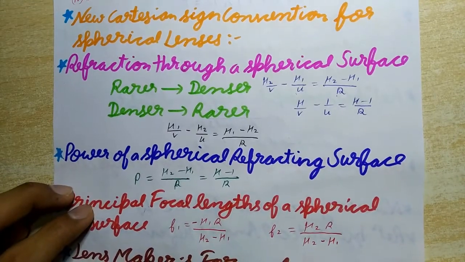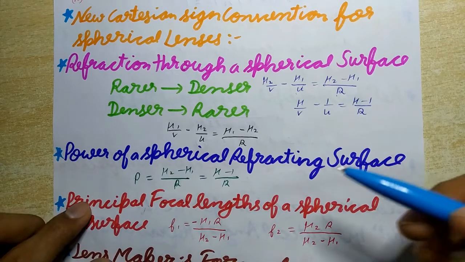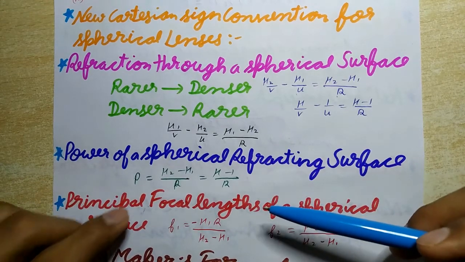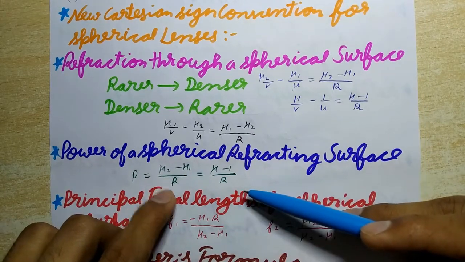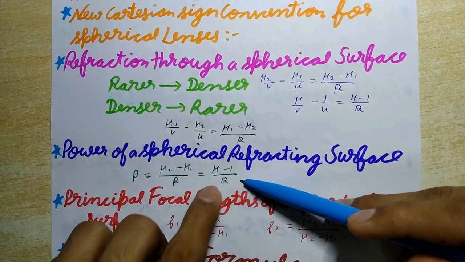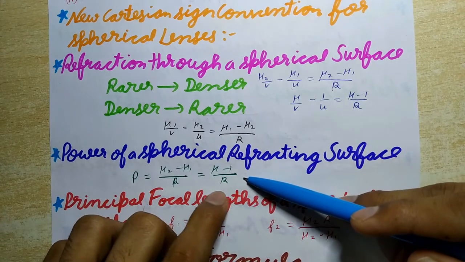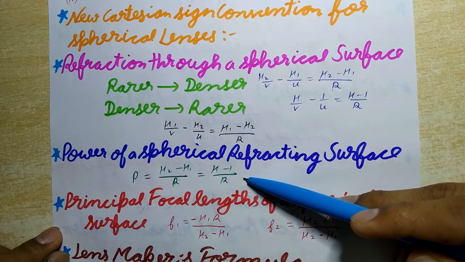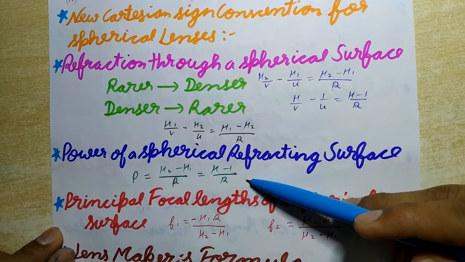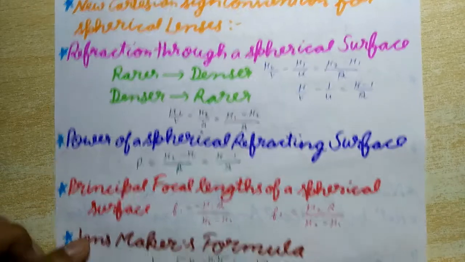Now next is power of a spherical refracting surface. It is given by P equals mu2 minus mu1 upon R, which equals mu minus 1 upon R for air, where R is measured in meters. The power of a convex surface is positive and that of a concave surface is negative.